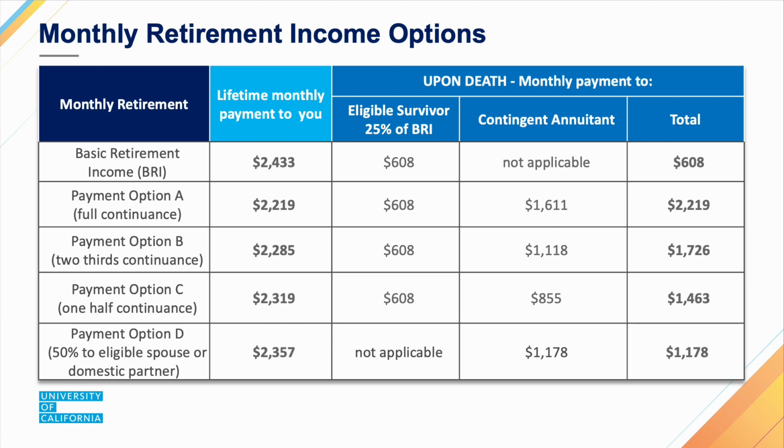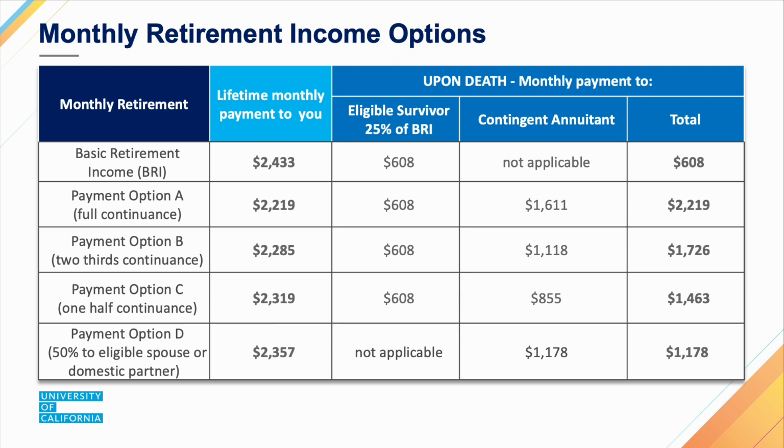Now, let's say that the member is naming that spouse or partner who is 57 years old, for example, as the contingent annuitant. So the alternate payment options A, B, C, and D are presented. By selecting one of the alternate payment options, you'll notice that the lifetime monthly payment to you is reduced based off of your age and the age of your contingent annuitant to provide the additional contingent annuitant payment. You notice the column labeled contingent annuitant. And just as an example, the amounts are outlined below.